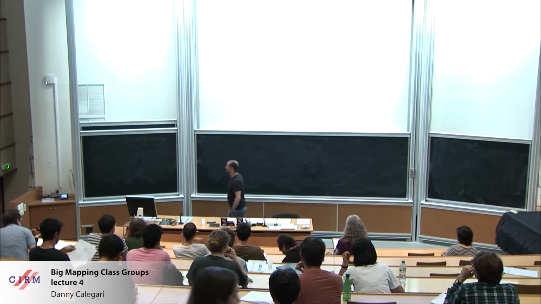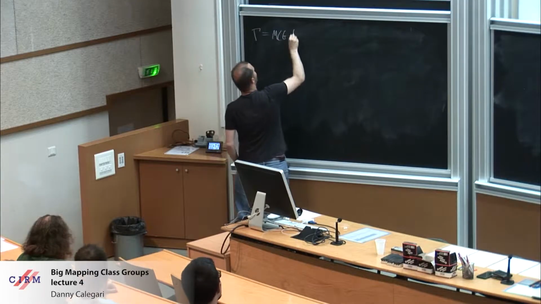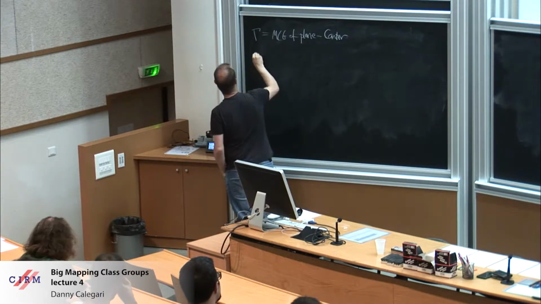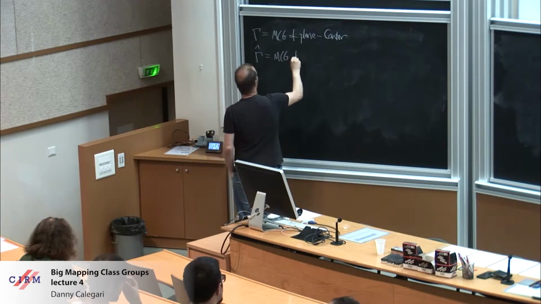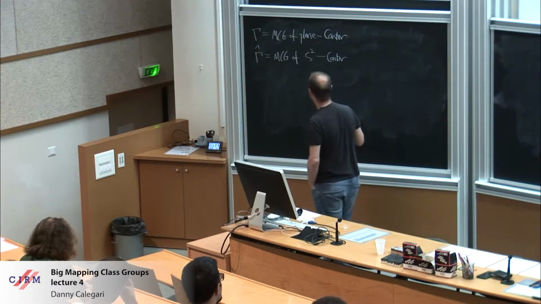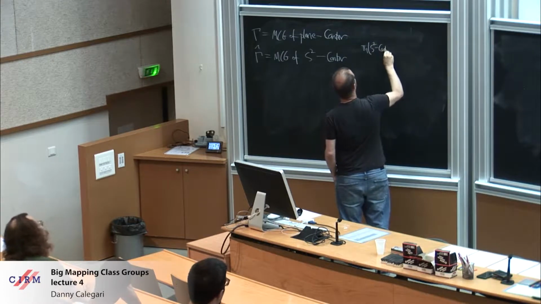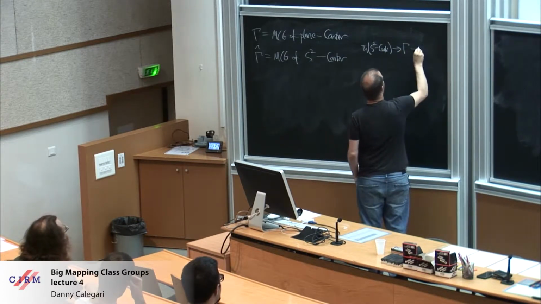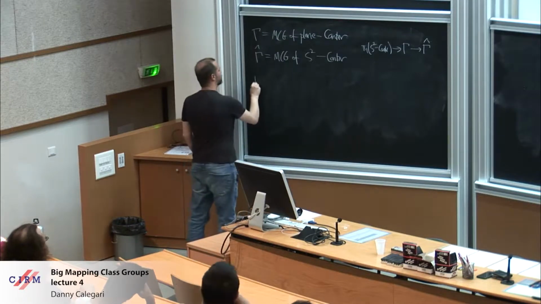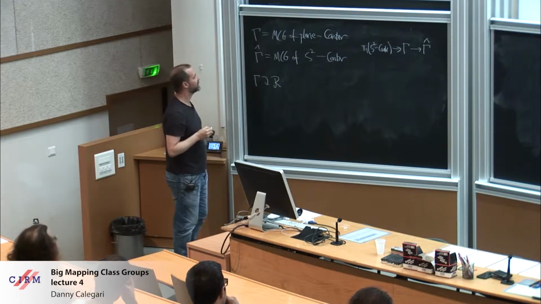Okay, thanks very much. Again, let's recall where we are. We have gamma, the mapping class group of the plane minus a Cantor set. We have gamma hat, the mapping class group of S2 minus a Cantor set. There's a short exact sequence, this Birman exact sequence, pi 1 of S2 minus Cantor set maps to gamma hat. We have an action of gamma on the ray graph, which is delta hyperbolic. We've got some interesting loxodromic elements.